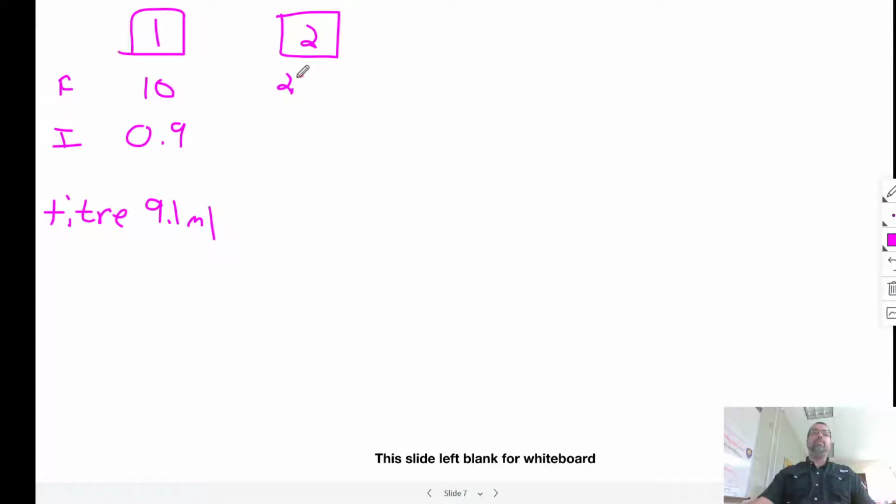Okay, test tube 2, which is the one we're going to look at, that final was at 25.85. Its initial was at 10, and the titrate was 15.85. Okay.